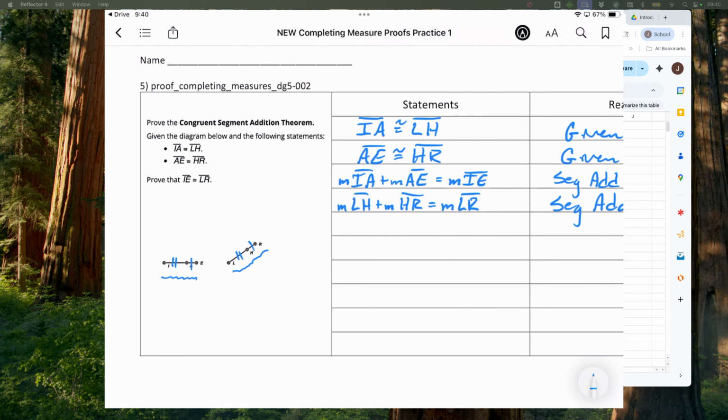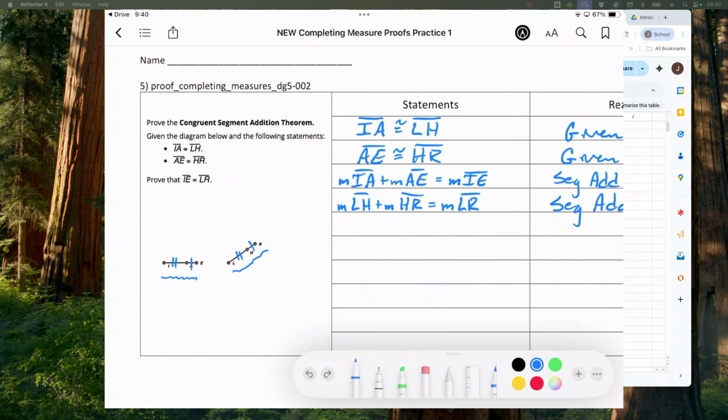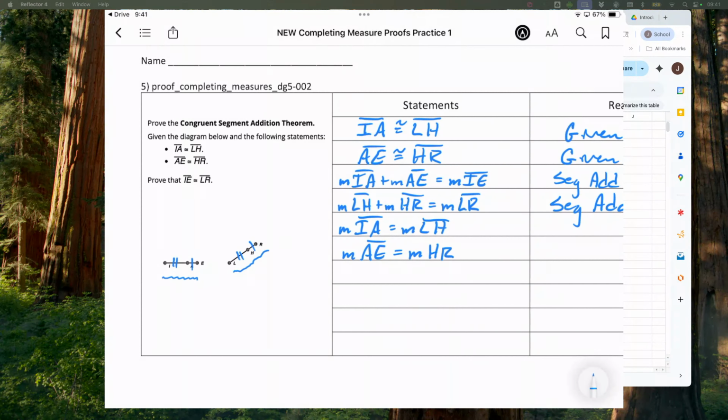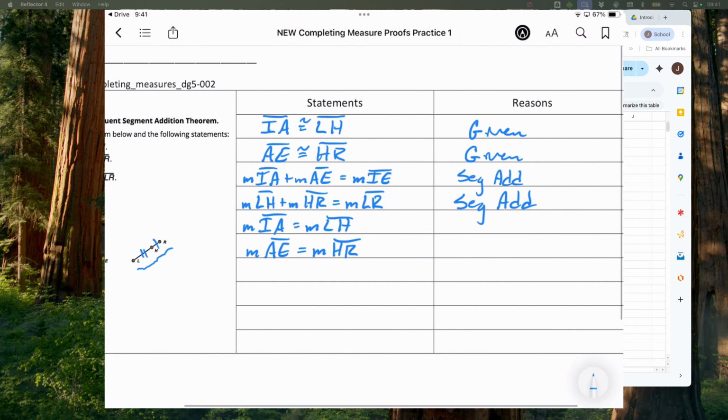So you'll see we have not converted these top ones to measure statements yet. They are still congruence statements. So we need to convert those. So the measure of IA is equal to the measure of LH, and the measure of AE is equal to the measure of HR. And that's definition of congruent.